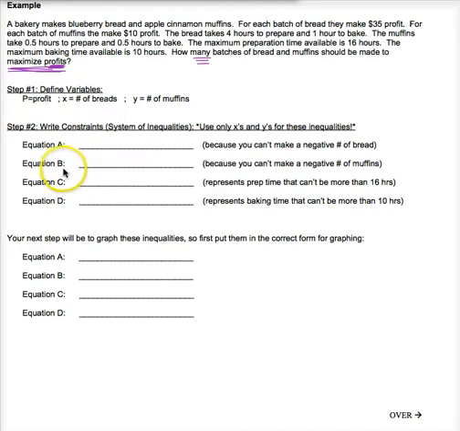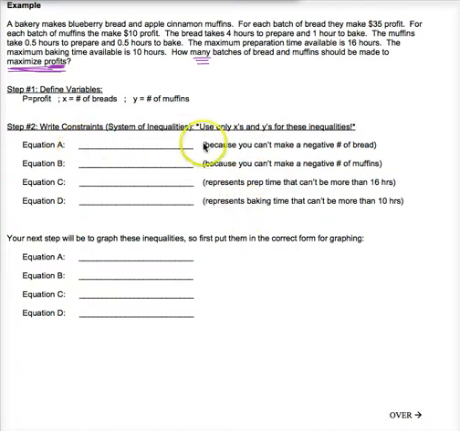Step two is to write constraints. There's a whole bunch of information in this problem, and we need to get it down into inequalities. So this is a system of inequalities. Notice it says use only the x's and y's. That means we're not doing anything with the P just yet. And I've given you hints for all of these.